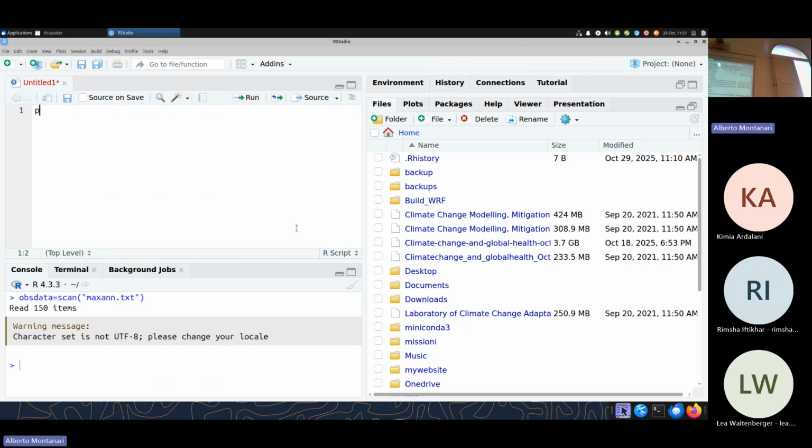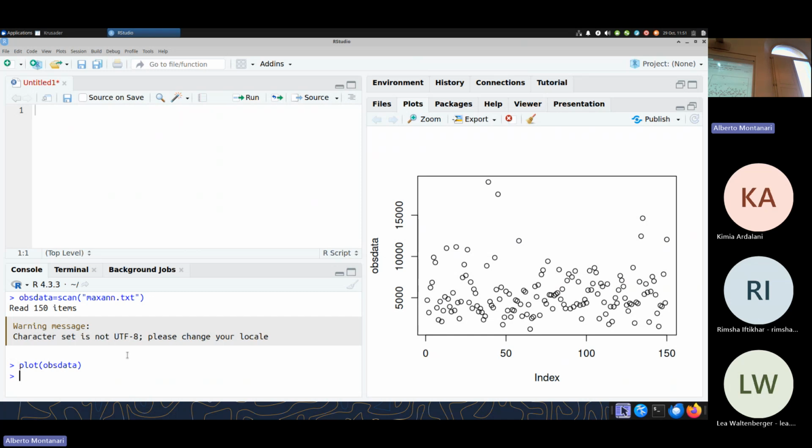Okay, let's try to make a plot of this. I go into the console because I got a warning that I don't understand if it is a warning that causes any problem or not. So the way to check it is plot it. Plot ops data. And let's see what happens. I think it is okay. It should be okay. These are the numbers.